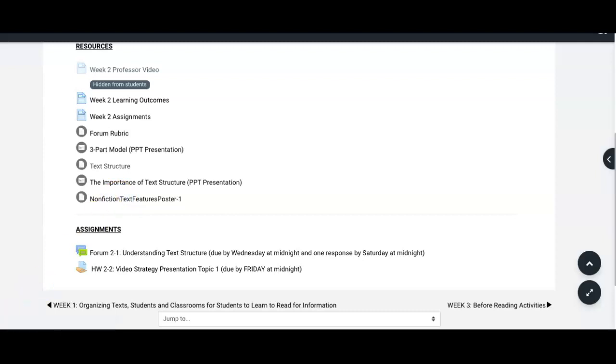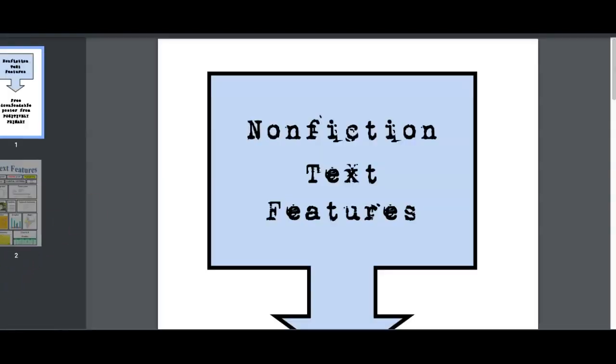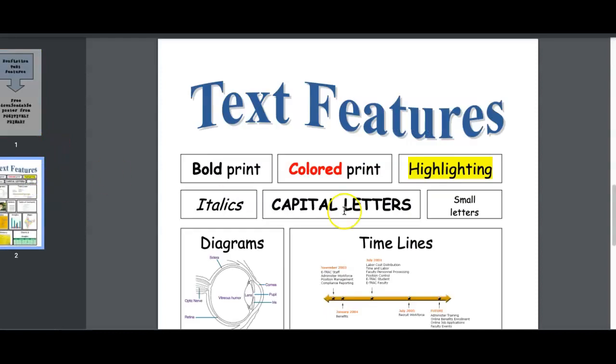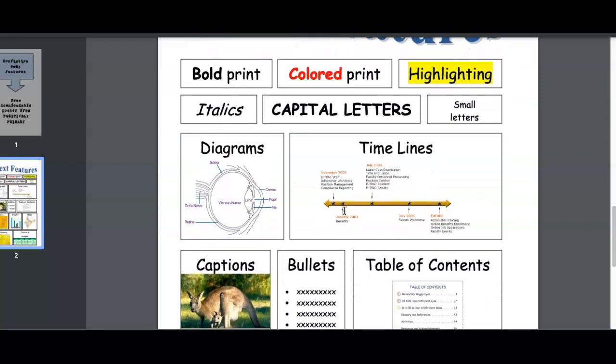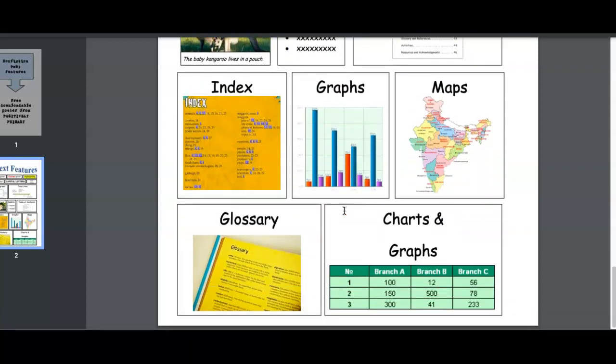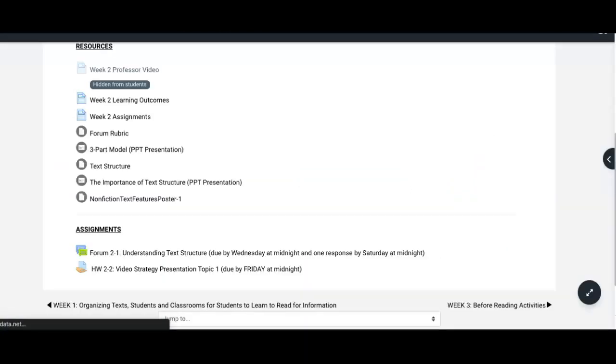Next, I want to talk about text features, which are different than text structures. Text features are what you see when you open up a textbook. Bold print, highlighting, timelines, diagrams, table of contents, index, maps, graphs, charts. Those are all text features. Children have to be taught how to use those features in informational text.